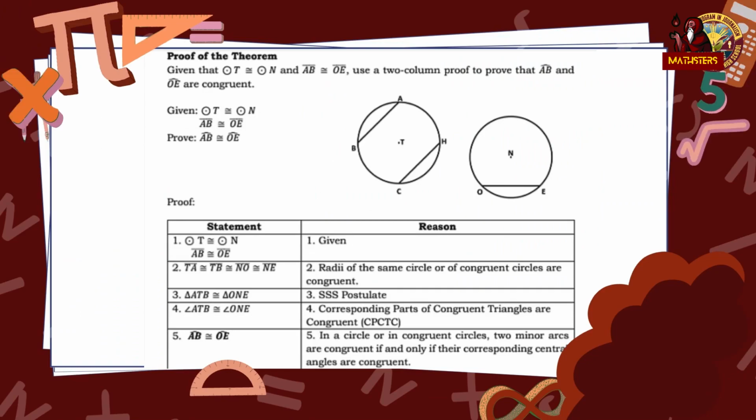Given the congruency of circles T and N, and chords AB and OE, let us use a two-column proof to see how arcs AB and OE are congruent. As you can see, the statements and reasons all arrive at the same conclusion.